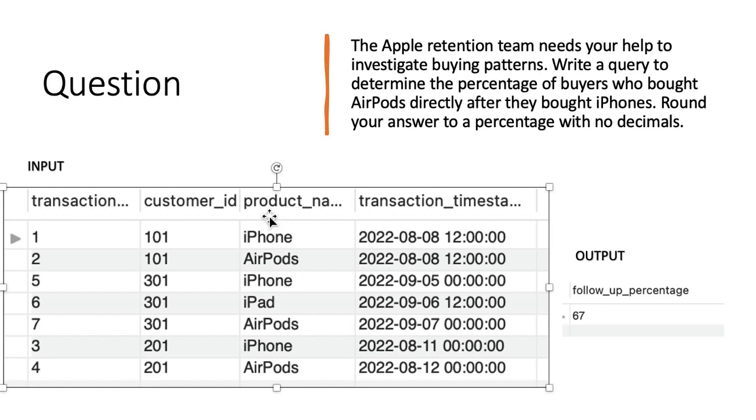Out of three customers, we should include two customers in our output. So 2 divided by 3 is 67%. I hope the question is clear.